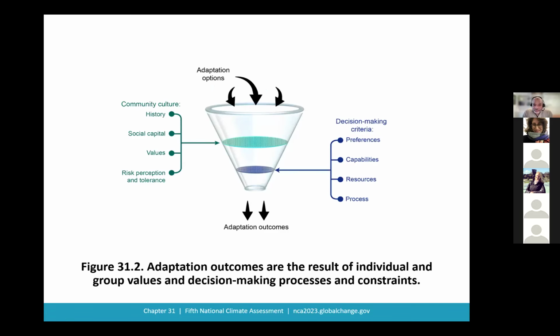So there are lots of factors that affect what adaptation actions communities are willing to undertake. It's not that you just have a suite of all actions and those are the options. They actually become filtered through characteristics of the community and decision-making processes. And that's what we're trying to portray here.